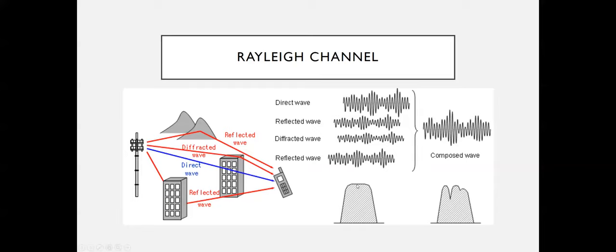So our direct wave, which is the blue wave, the reflected and diffracted waves, and again the reflected waves will be multiple copies of the signal. Because of the addition of all of them, you will get a composed wave like that. That's why you have some fading in your channel, which means that your channel sometimes experiences such deep fading. And if your information is transmitted at this point, it will corrupt that information. So that's why LTE is trying to avoid this, and several techniques are used to avoid it.